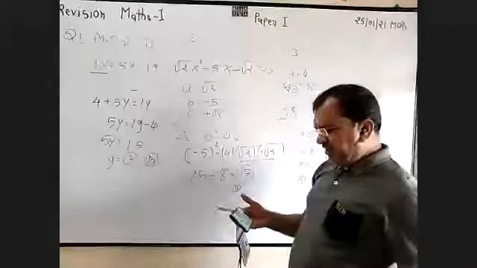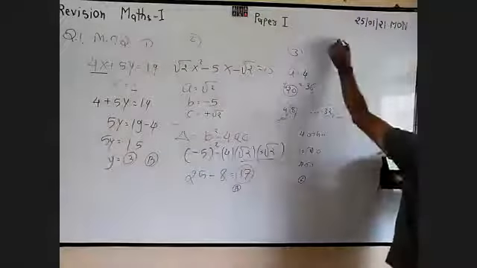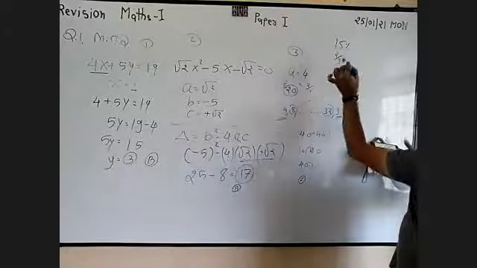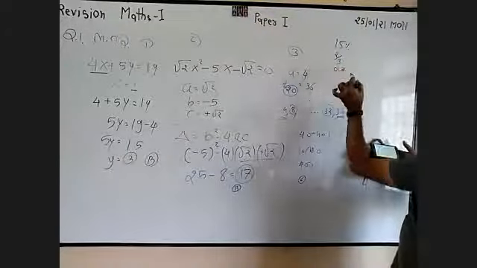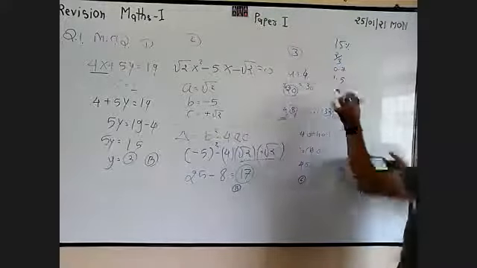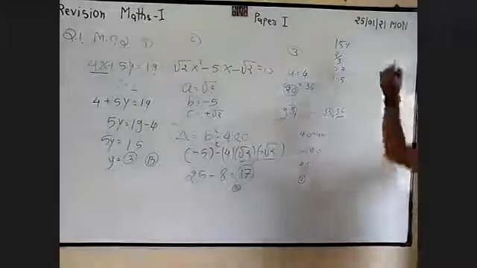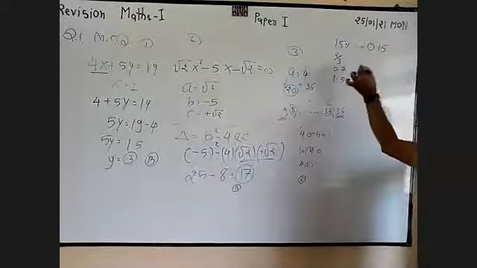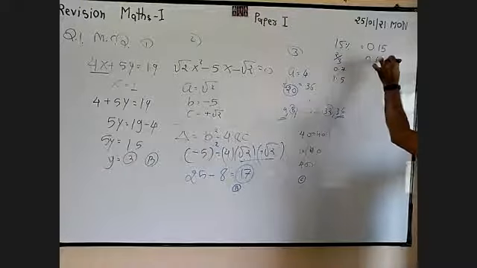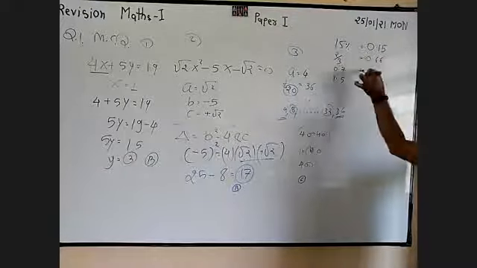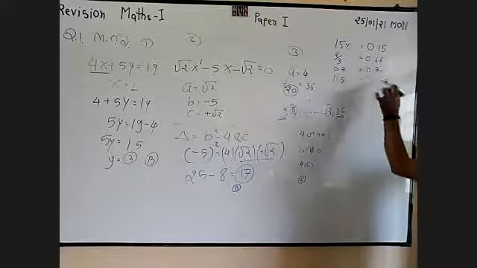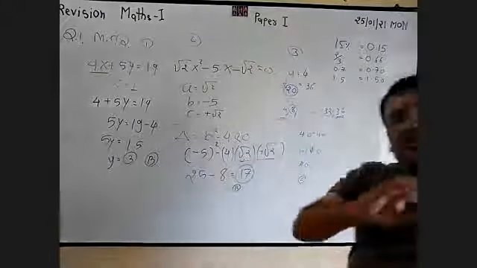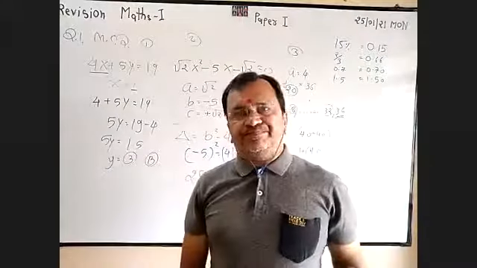Which number cannot be represented as a probability? 15%, 2 by 3, 0, 0.7, 1.5. Write down the final answer. 15% means 0.15. 2 by 3 means 0.66666. 0.70. 1.50. So probability cannot be more than 1.